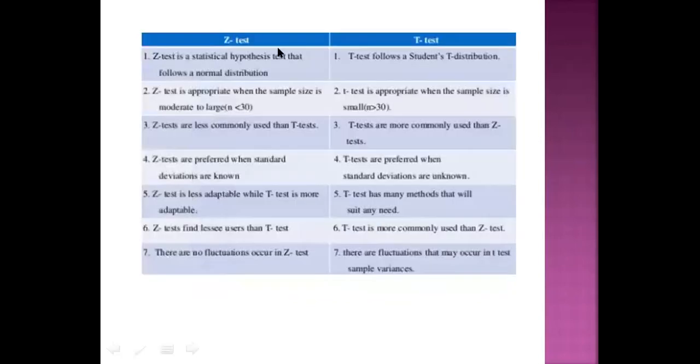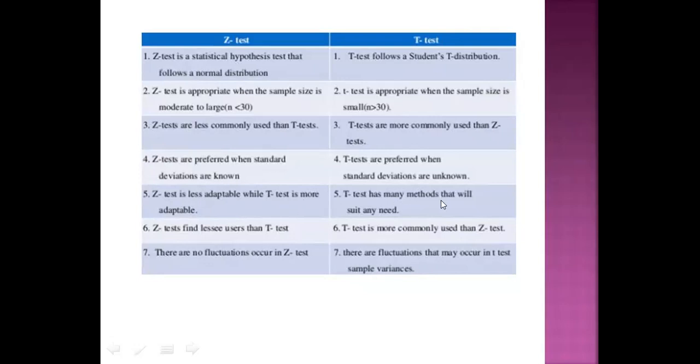The z-test is a statistical test that follows a normal distribution. The T-test follows the t-distribution. Z-test is appropriate when the sample is moderate to large, and t-test is appropriate when the sample is smaller. Z-tests are less commonly used than t-tests. T-tests are more commonly used. Z-tests are preferred when the standard deviation is known, while t-tests are preferred when the standard deviation is unknown. Z-test is less adaptable while t-test is more adaptable.